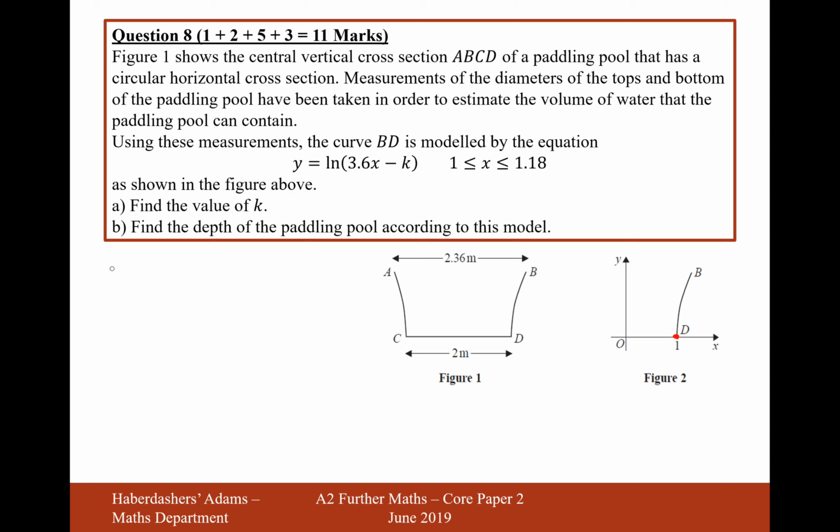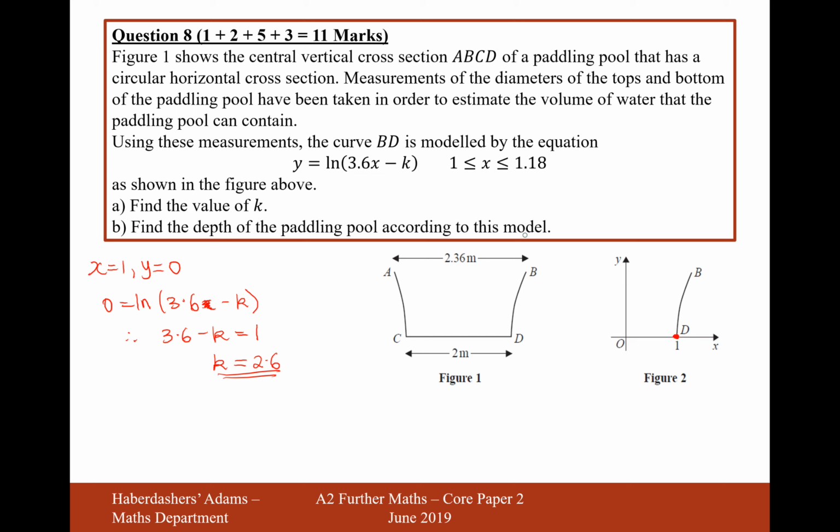So therefore, if x equals 1, y equals 0, then we're going to get 0 equals ln(3.6x) minus k. So x is 1, so we just replace that with a 1, so it's 3.6. Now remember, it's ln of 1 that will equal 0, so therefore 3.6 minus k equals 1, so therefore k equals 2.6. So there we are, that's our answer for k.